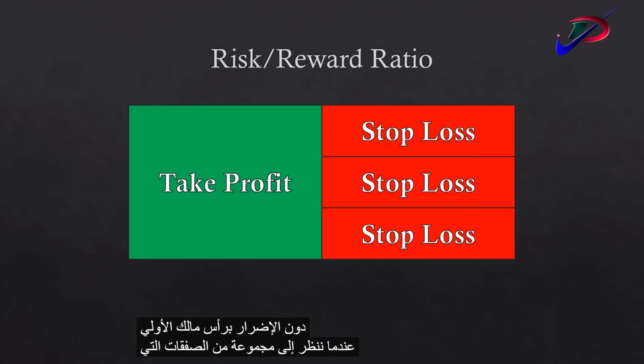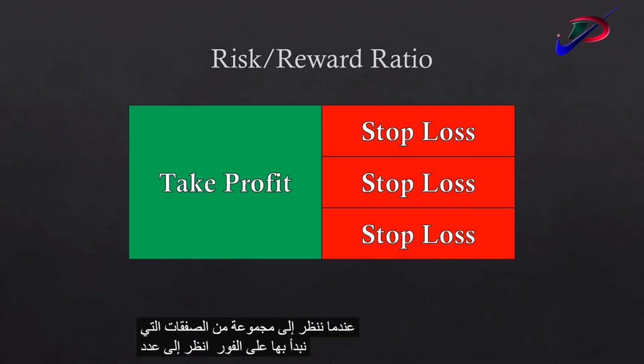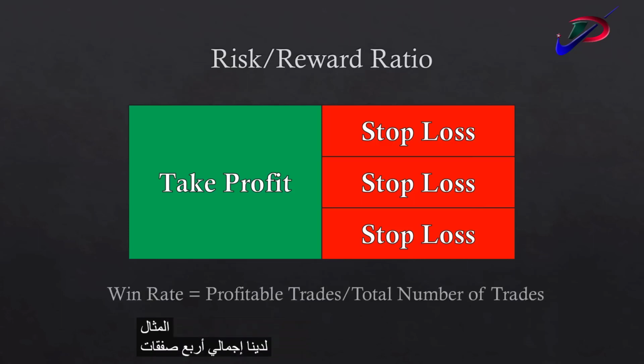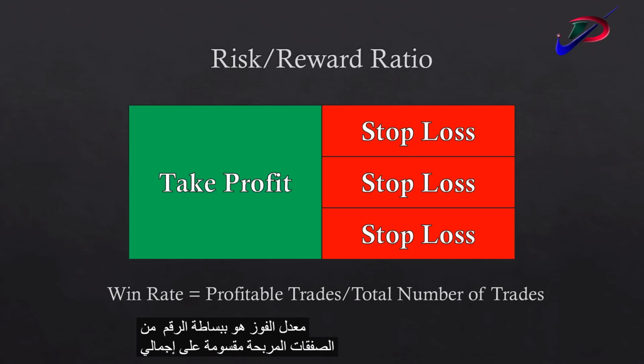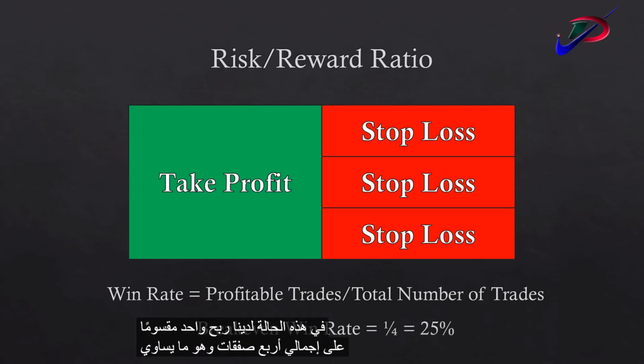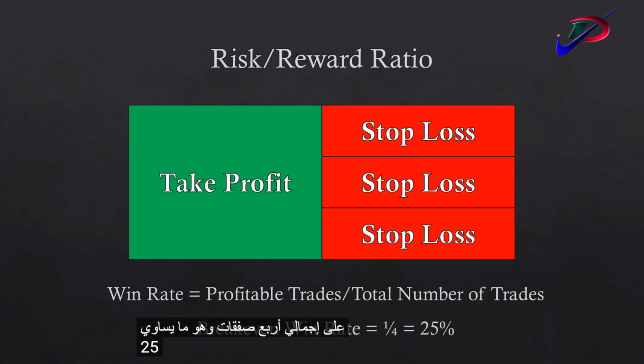When we look at a set of trades, we immediately start to look at how many of the trades were profitable in relation to the total number of trades. This is the idea of win rate. In this example, we have a total of 4 trades. 1 is profitable and the other 3 are not. The win rate is simply the number of profitable trades divided by the total number of trades. In this case, we have 1 profit divided by a total of 4 trades, which equals 25%.